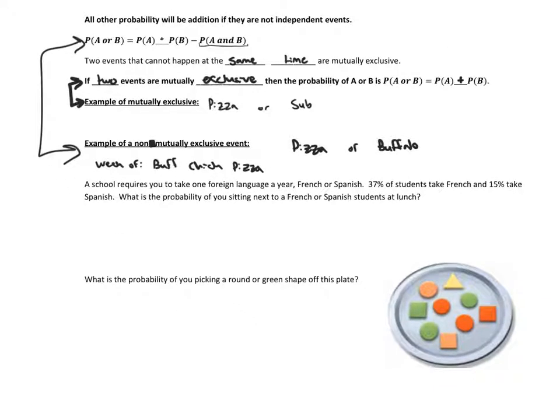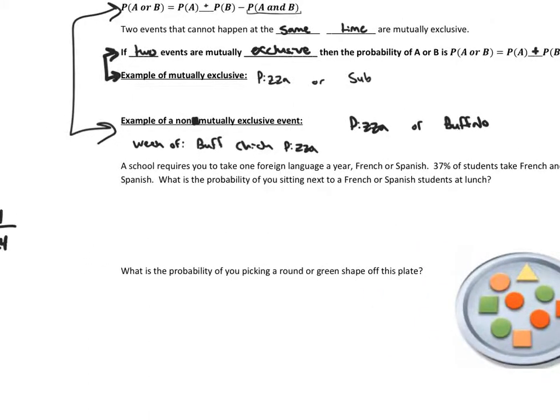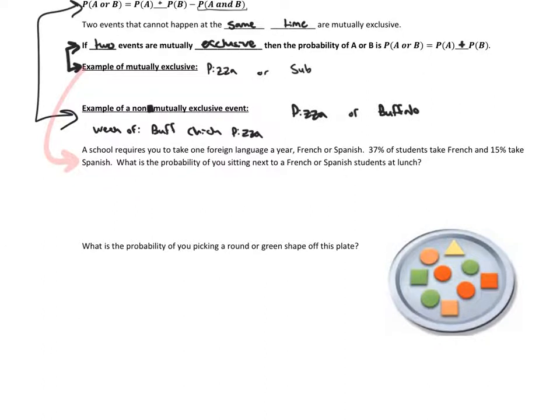non-mutually exclusive. So let's look at the first example, which is going to be mutually exclusive. A school requires you to take 1 foreign language a year, French or Spanish. 37% of students take French and 15% take Spanish. What's the probability of you sitting next to a French or Spanish student at lunch? Well, you can't take both French and Spanish, so since these are mutually exclusive, all we have to do here is add up the probabilities together.